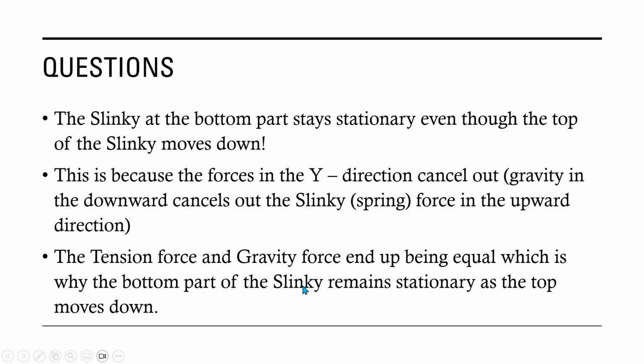The tension force and the gravity force end up being equal, which is why the bottom part of the slinky remains stationary as the top moves down. So this is basically why the slinky keeps moving downward while the bottom of it never moves, but right as the top reaches the bottom, the bottom also moves downward.